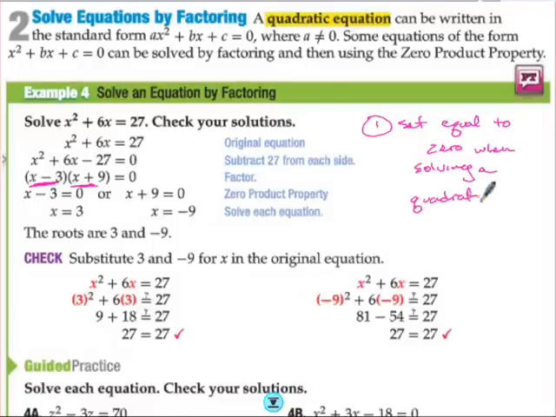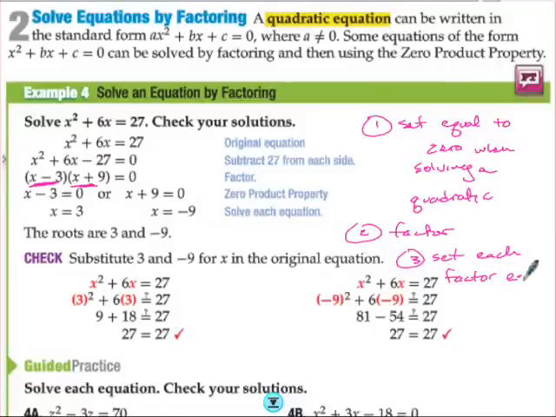Okay. Step 2 is to factor. In step 3, set each factor equal to 0 and solve.